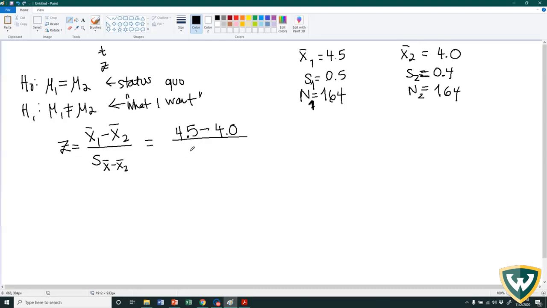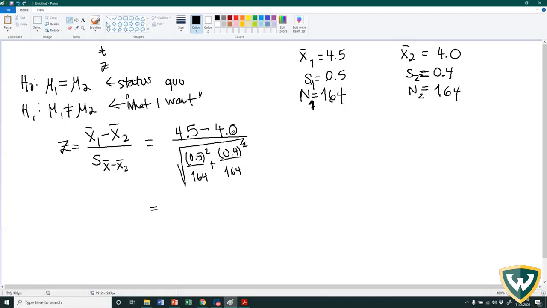Now let's calculate the standard error for the differences between the groups. It's going to be as follows: S1, 0.5, divided by 164, plus S2, the standard deviation for the second group, 0.4, divided by 164. You square the standard deviations for the two groups as well. So 0.5 squared divided by 164, plus 0.4 squared divided by 164. Later we'll take the square root to account for the squaring of the two standard deviations. Basically, you take the variance of group 1, the variance of group 2, right? Because the standard deviation of any sample squared is equal to the variance.